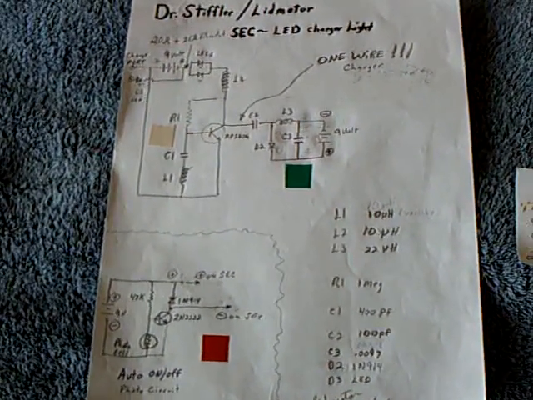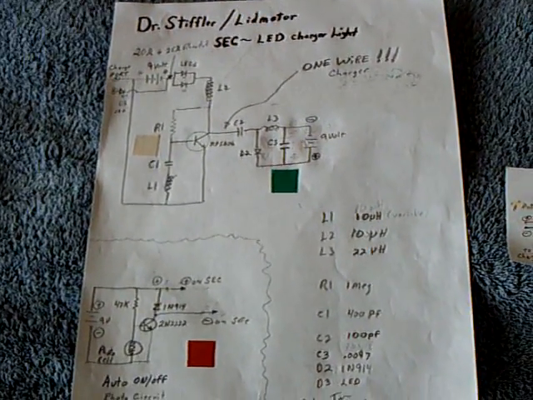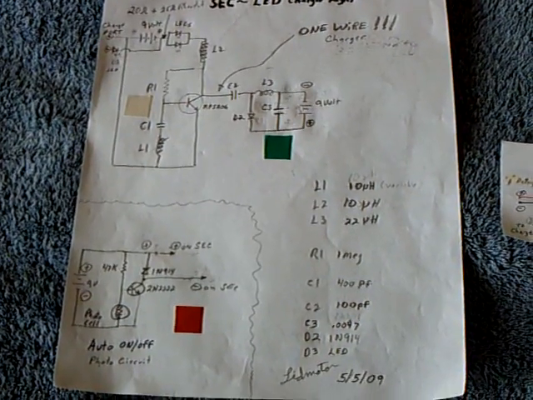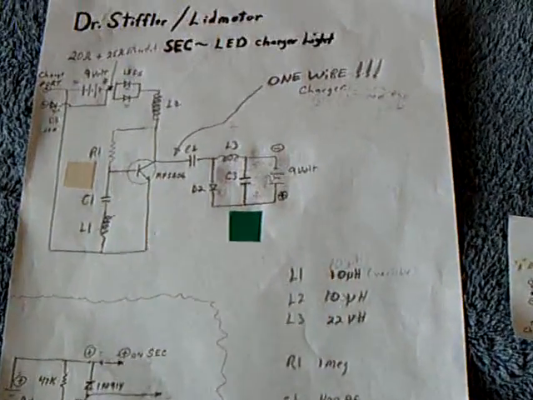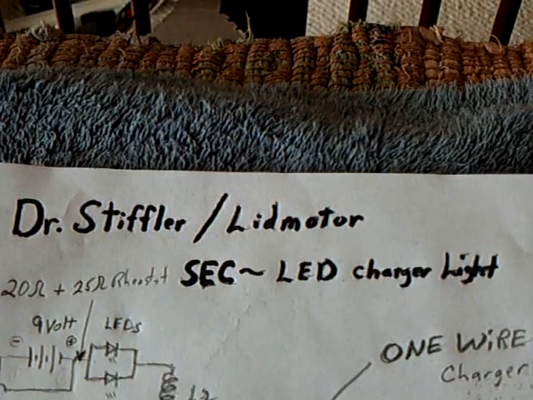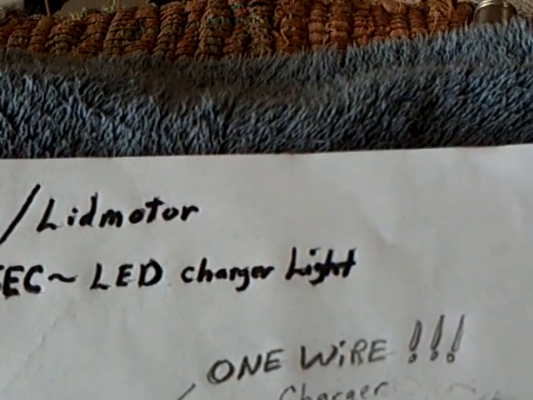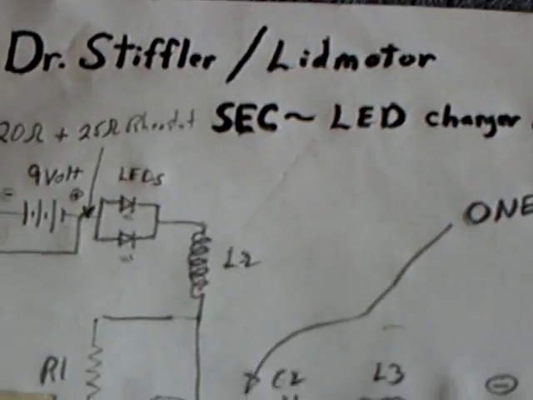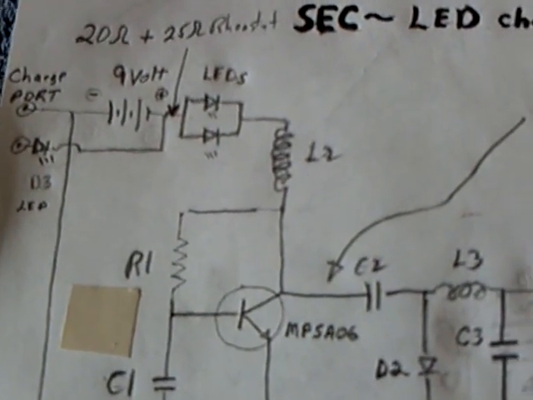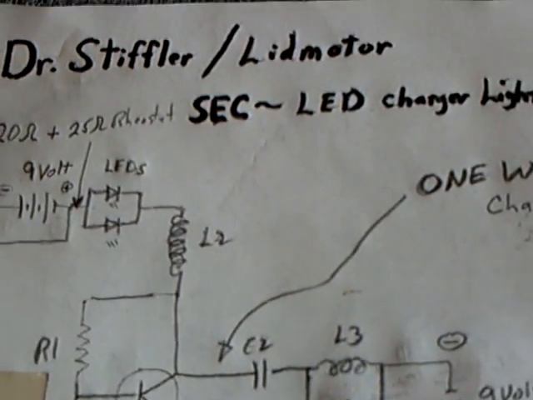Okay, Fringe is done and he's in a box, and this is the circuit that I ended up with. Fringe is a combination of Dr. Stiffler's SEC exciter circuit, and then I modified it into an LED charger light. And I'll go slow here. You can take a look at what my notes are here.